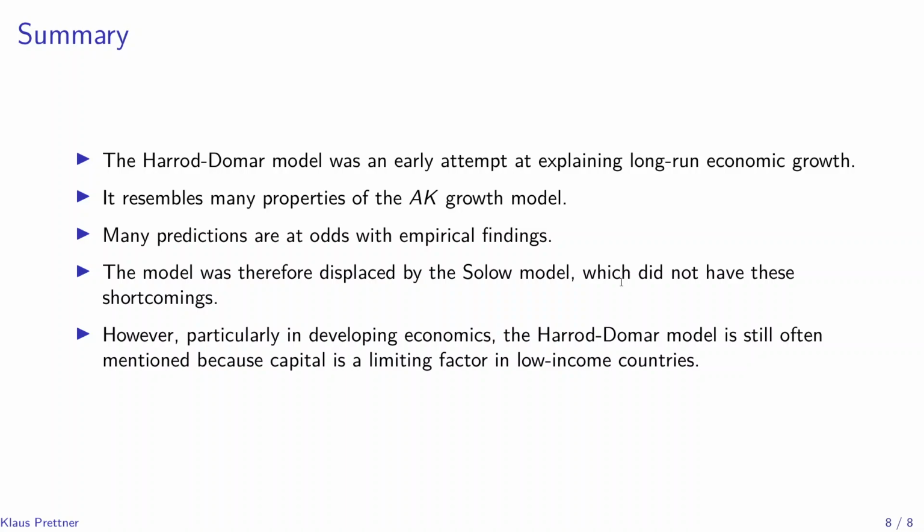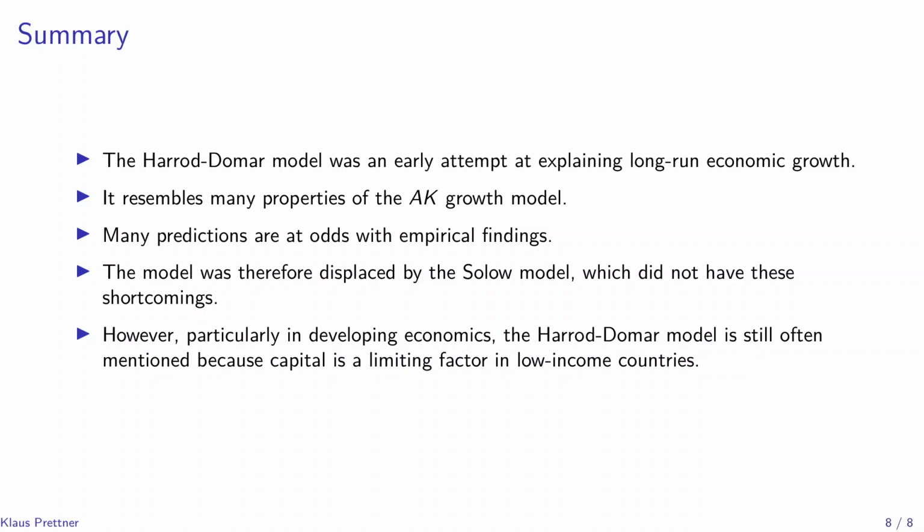Overall, as a summary, the Harrod-Domar model was an early attempt to explain long-run economic growth. It was then displaced by the Solow growth model, because the Solow growth model did not have the same shortcomings. The Solow growth model is consistent with convergence. It has a decreasing marginal product of capital if capital increases, and an increasing marginal product of capital if capital decreases. It has equilibrating mechanisms that are consistent with the balanced growth path and with the empirical data. And for all these reasons, basically, the Solow model was the one that was in the end superior.